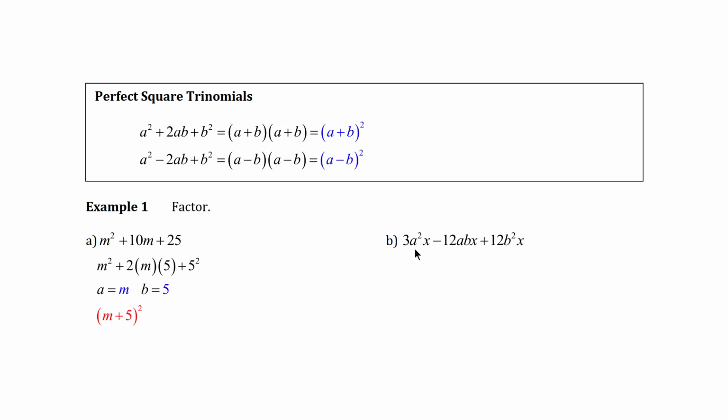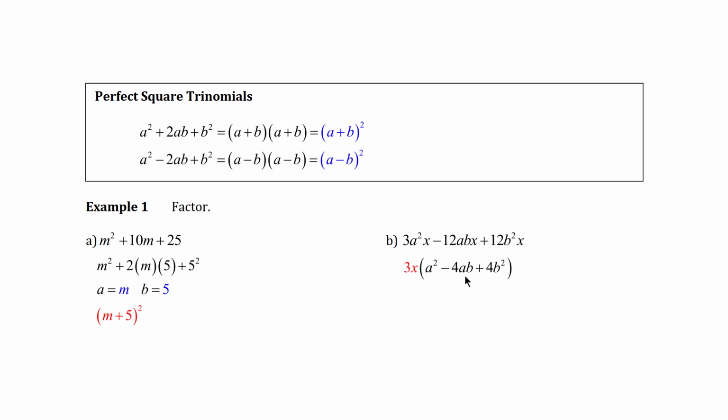We have 3a squared x minus 12abx plus 12b squared x. This trinomial is not in the perfect square format, so what we're going to do is factor out a common factor of 3x. We get 3x times the parentheses a squared minus 4ab plus 4b squared. Now you can see the trinomial inside the parentheses is a perfect square.